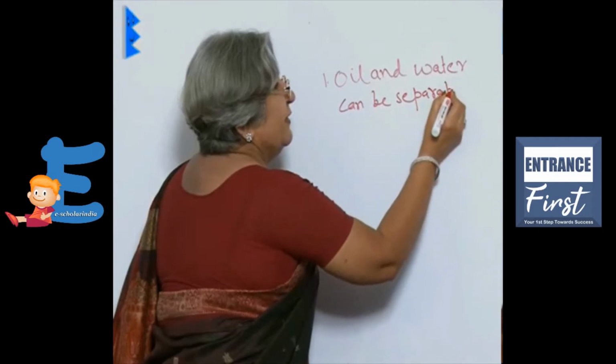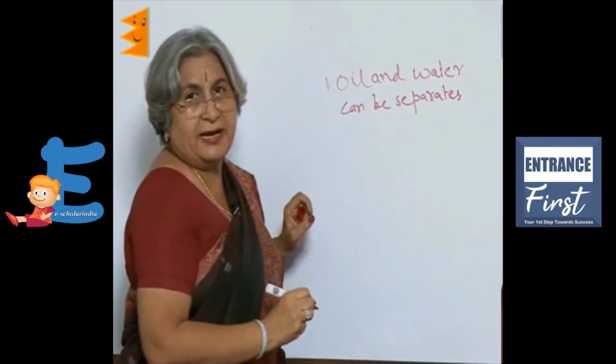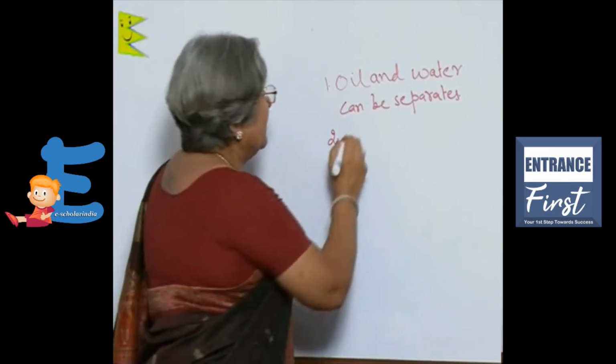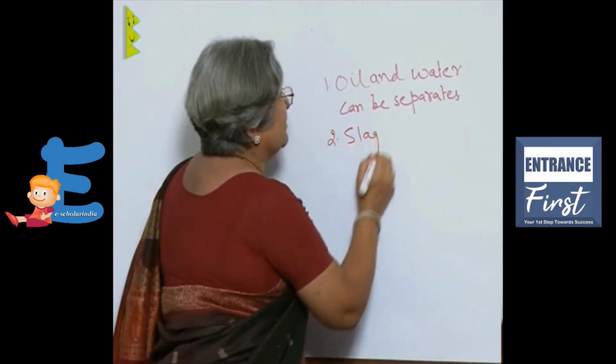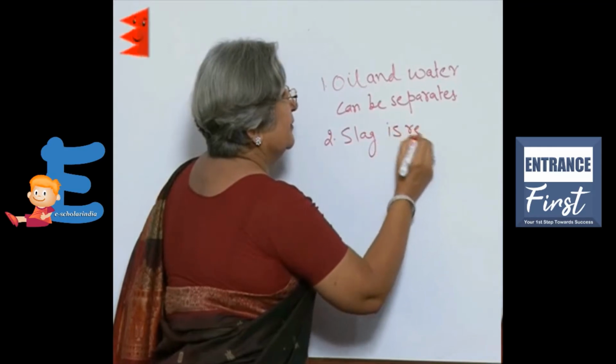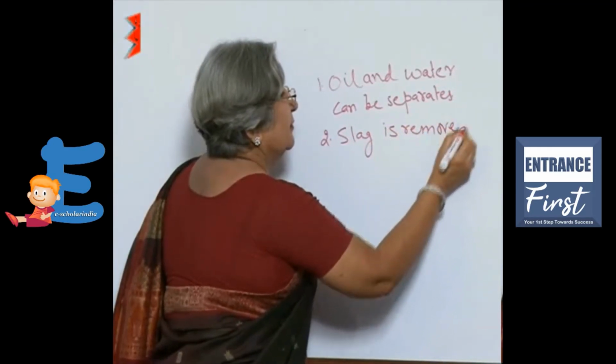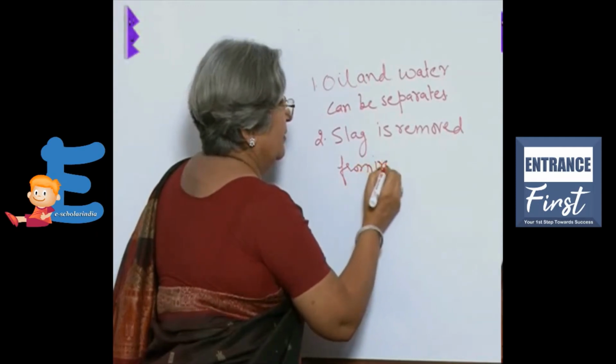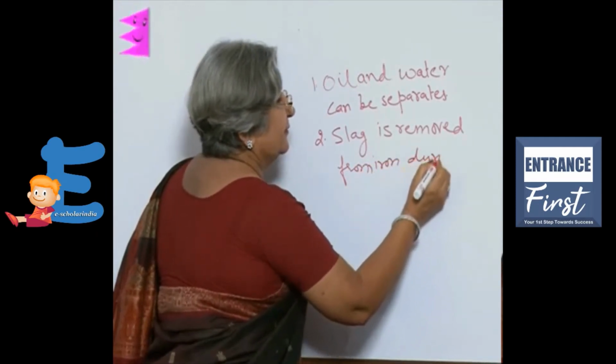And even when we are extracting iron from its ore, the waste, which is called the slag, can be removed by this method during extraction.